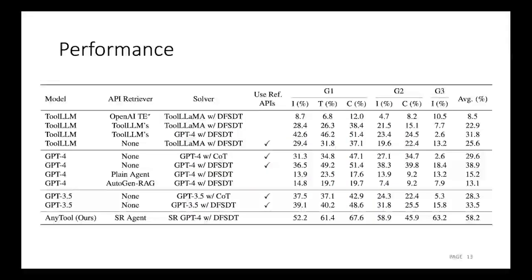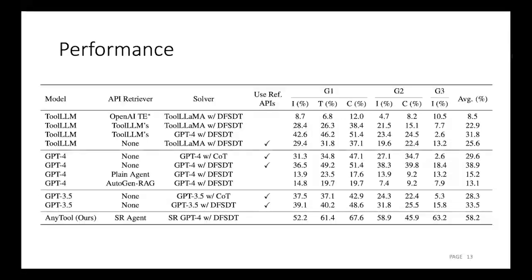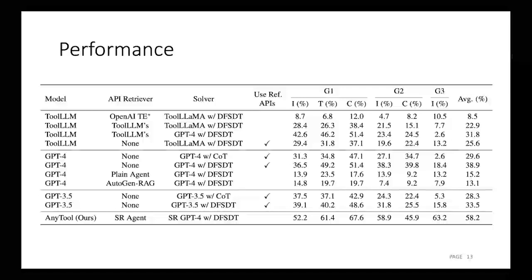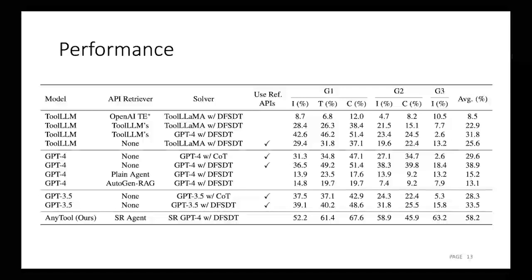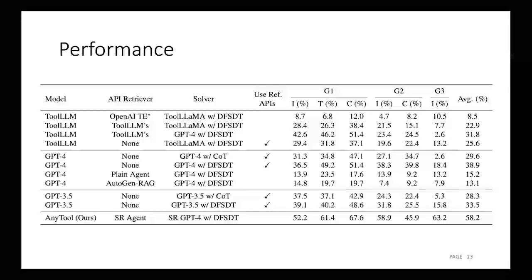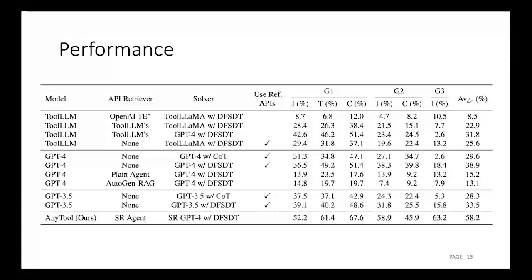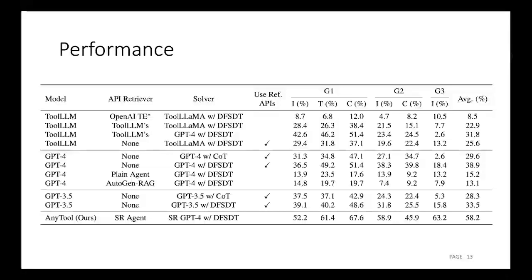So this is the performance, and this is a more detailed comparison. We compare with ToolLLM, which is a baseline method, and we also compare with GPT-4 and GPT-3.5 in different settings using different solvers. Basically we can see GPT-4 is a little bit better than GPT-3.5 if we care about the same solver. If we look at our method, there's a significant improvement here. We get an average as high as 58%, while the highest baseline is perhaps 33.5 or 38.9 average score. So we have a more than 30% improvement.